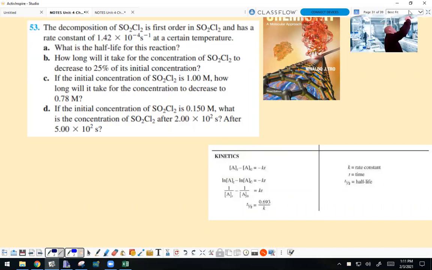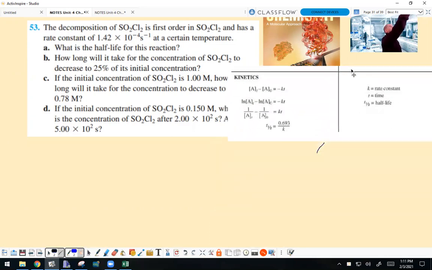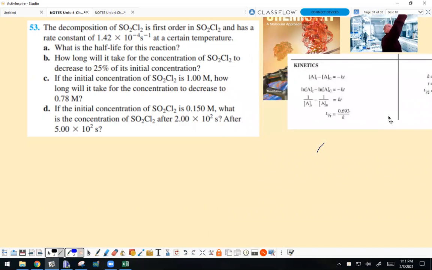All right, so I want to do a question from your book, number 53. This is one of the ones that we had to do for our homework assignment for this coming up test. Have this handy, or equation, and let me just solve it. So number 53, the decomposition of SO2Cl2 is first order in SO2Cl2 and has a rate constant.